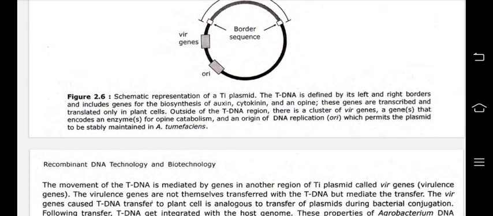The T-DNA is defined by its left and right borders and includes genes for the biosynthesis of auxin, cytokinin, and an opine. These genes are transcribed and translated only in plant cells. Outside of the T-DNA region, there is a cluster of vir genes, a gene that encodes an enzyme for opine catabolism, and an origin of DNA replication which permits the plasmid to be stably maintained in A. tumefaciens.